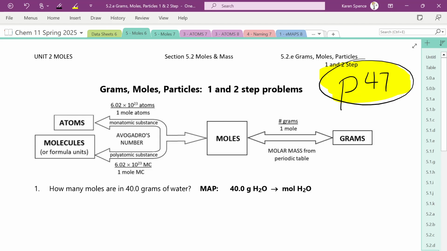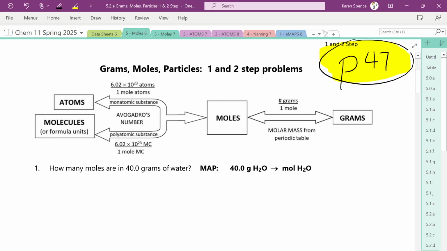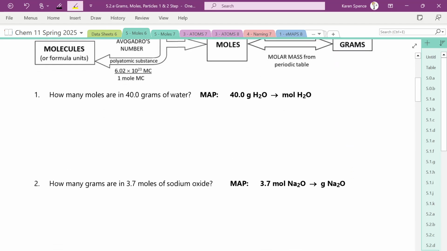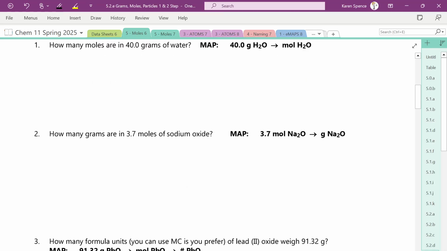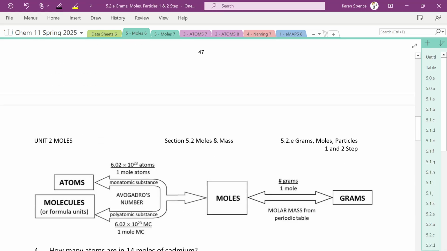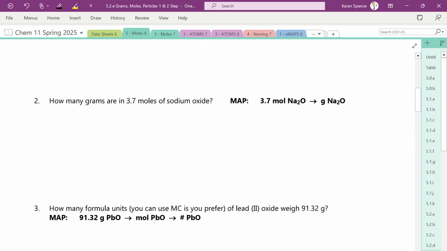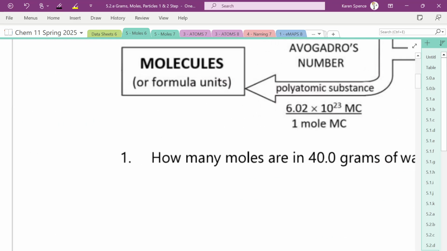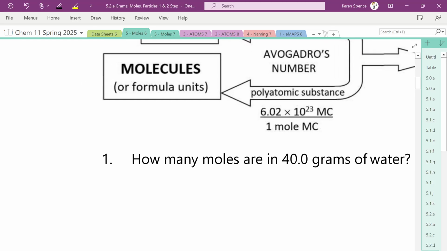So we have, I've given you the map. Do I give you the map for all of them? Oh, good Lord. I'm way too nice. Okay, I gave you the map for the first 3. But let's just pretend the map's not there. If I say, how many moles are in 40 grams of water, because it doesn't say what it's moles of, we have to assume that that's moles of water, okay?